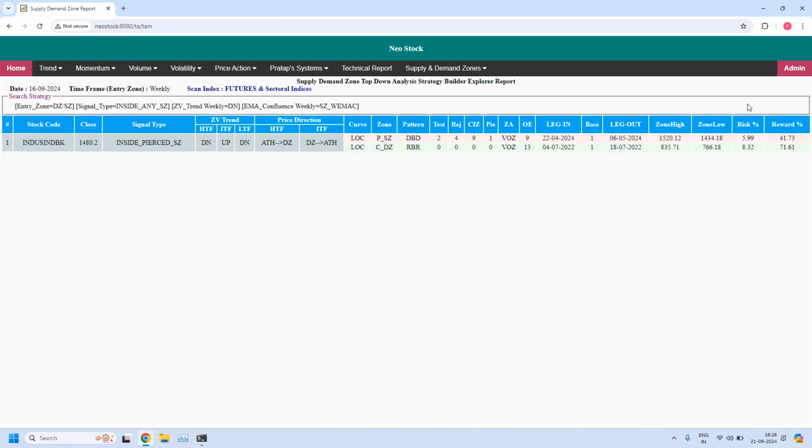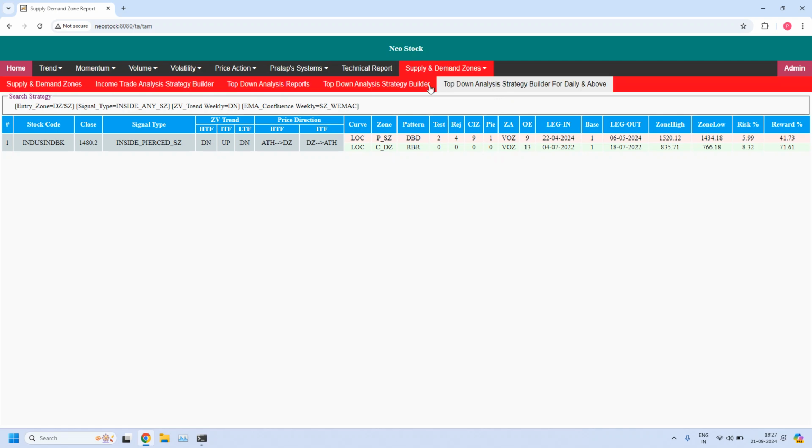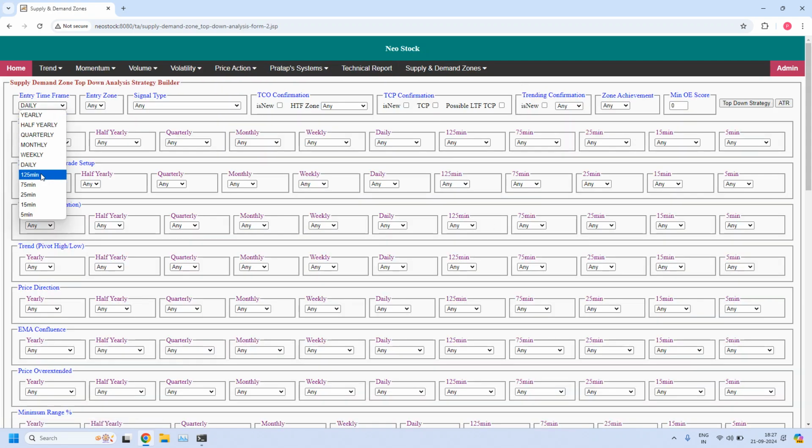So I am filtering now. So from those 22 stocks, only one stock is filtered, having downtrend. Which one? Because we selected weekly time frame, LTF trend should be downtrend. Your weekly trend is nothing but LTF trend. Okay. So this is about where price closed inside weekly supply zone.